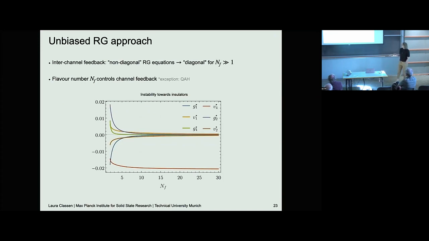And you can see this also here. I'm plotting an example of these critical couplings as function of NF, and in fact, at small NF, all of them become non-zero.